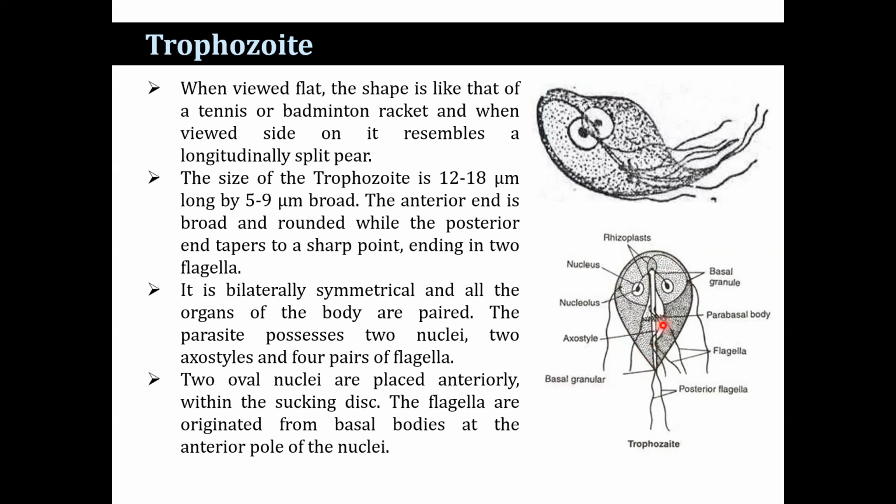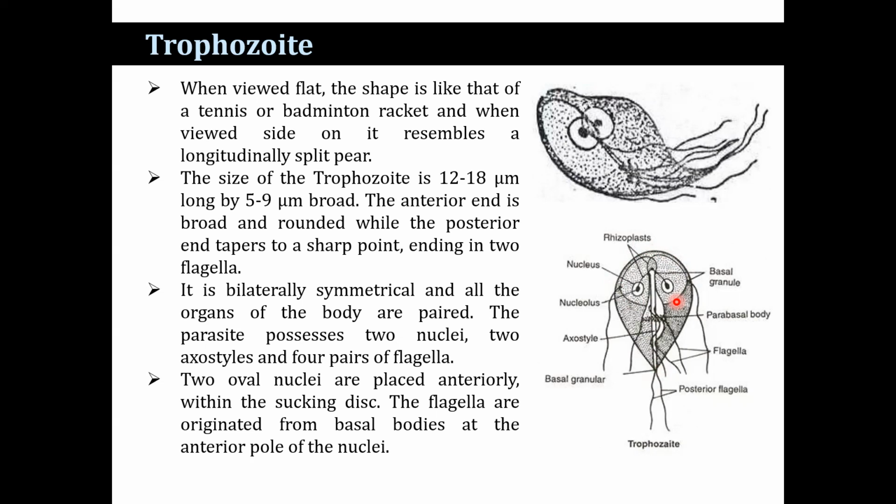The parasite possesses two nuclei, two axostyles, and four pairs of flagella. Two oval nuclei are placed anteriorly within the sucking disc. These are the sucking disc. The flagella originate from basal bodies at the anterior pole of the nuclei.